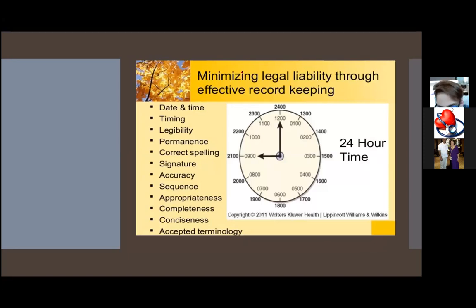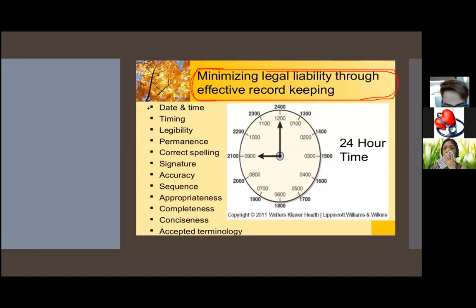Again, as we said, your chart will protect you, because it can be used as evidence. But before the court can get the chart, there must also be a request. So first, do not forget to include the date and time, legibility, permanence, correct spelling, signature, accuracy, and so on.